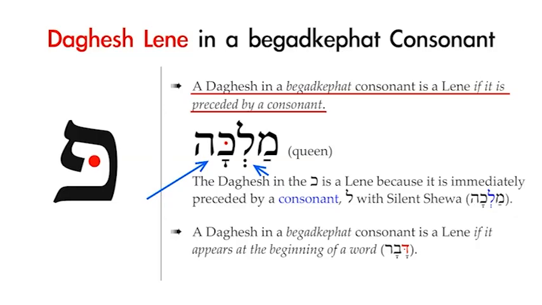A Dagesh in a Begad Kafat consonant is a lene if it appears also at the beginning of a word. So if you look at this final example down here, davar, we're looking at the dalet, which is a Begad Kafat consonant. It has a dot in it, a Dagesh. Is it a Dagesh forte or a Dagesh lene? Well, it's its own new word. So there's no vowel before it, so it must be a Dagesh lene. Or you can think of it this way. Whenever a Begad Kafat consonant begins a word and there's a Dagesh in it, it's always going to be Dagesh lene.